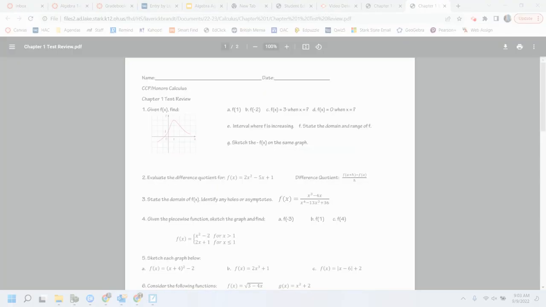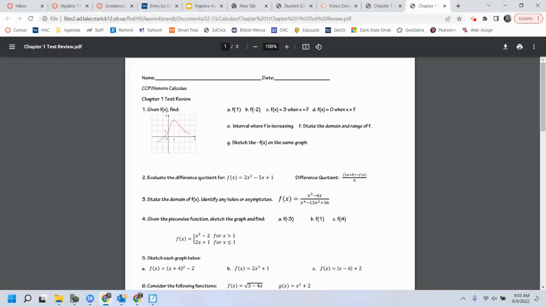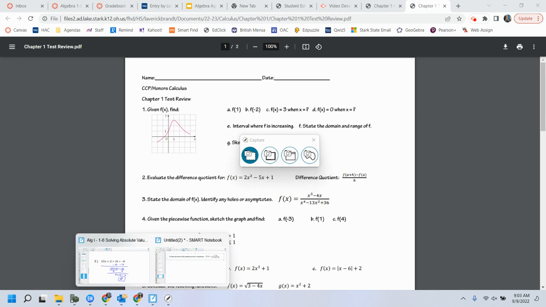All right, so let's do number 3. People always hate this one. Spoiler alert, it will be on the test.